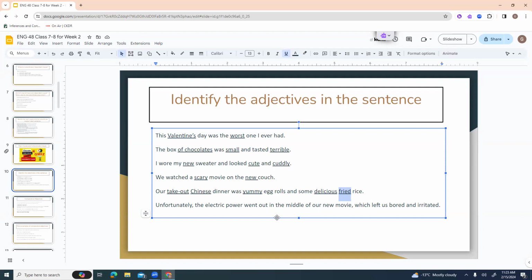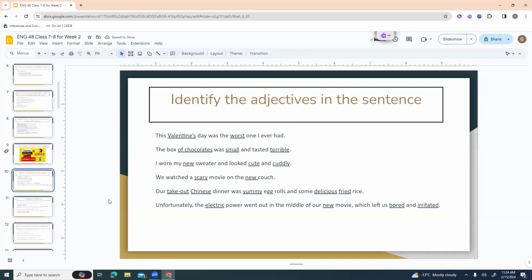Unfortunately, the electric power went out in the middle of our new movie, which left us bored and irritated. So, where are our adjectives? Electric is describing the type of power. New is describing the type of movie. And which left us bored and irritated. So, bored, irritated, this is one of those tricky ones. I would say that these are adjectives. Some might argue that they're verbs. But at the moment, I think they're acting as adjectives in this sentence.